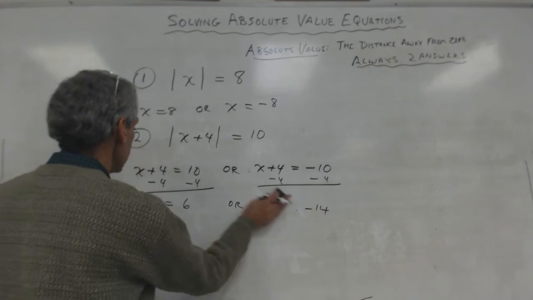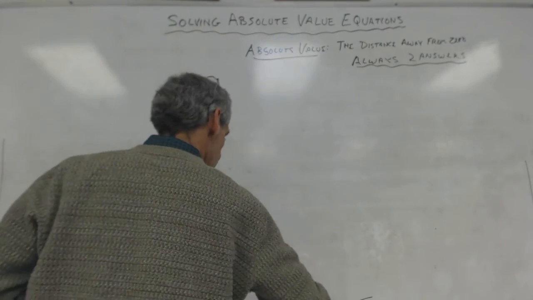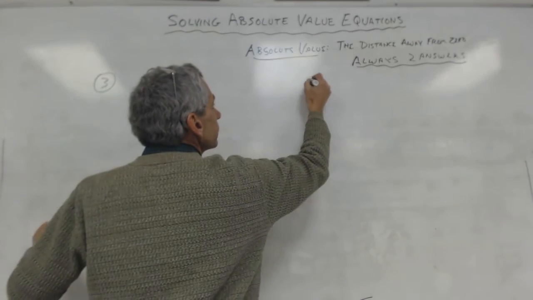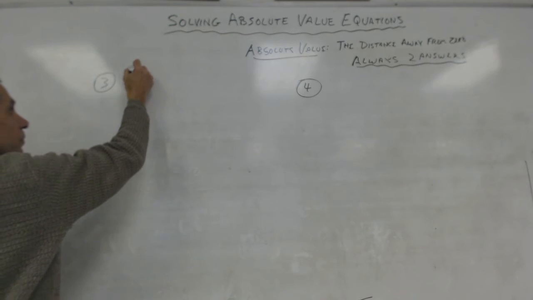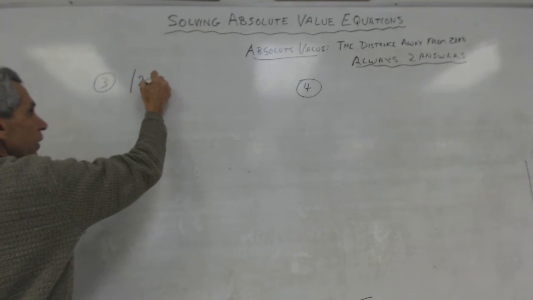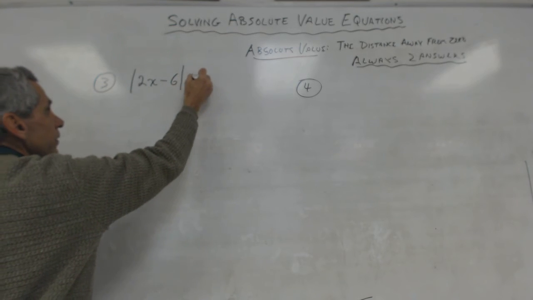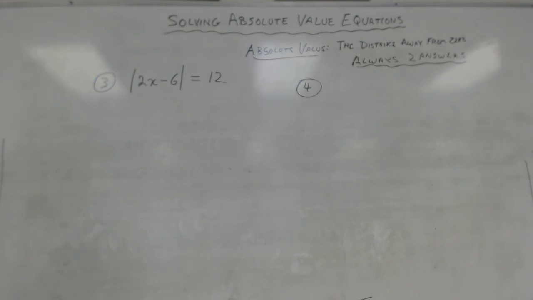Let's do a few more so that we're sure we got it. We'll do 1, 2, 3, and 4, and I think that'll be enough. So how about the absolute value of 2x minus 6 is equal to 12. Okay?